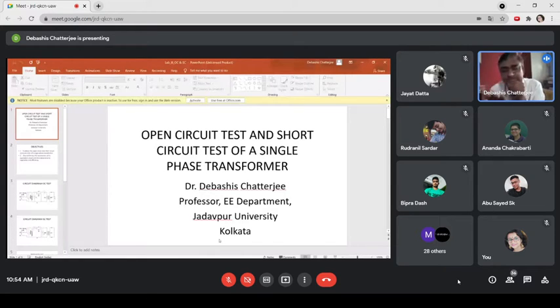Now you see there are two things. The series components are actually working in series with the load. Therefore the voltage drop across the series components should be as low as possible, because the load has to receive the voltage. If the voltage drop in the series component is high, then the load voltage will reduce.